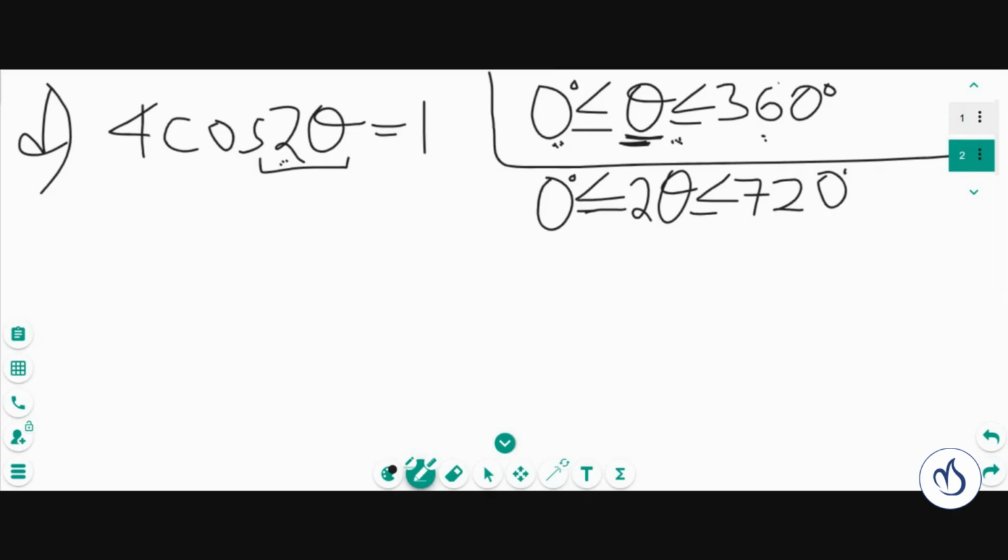So I'm going to make cos 2 theta. I'm going to leave cos 2 theta on one side. That means I'll divide by 4. And when I divide by 4, I'll get cos 2 theta as 1 out of 4.